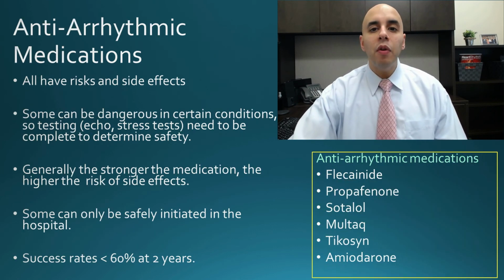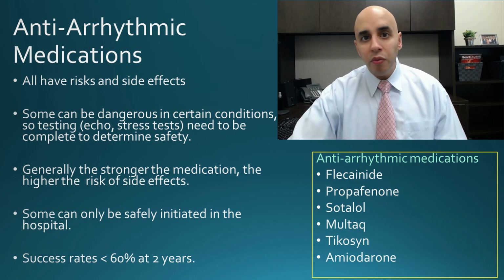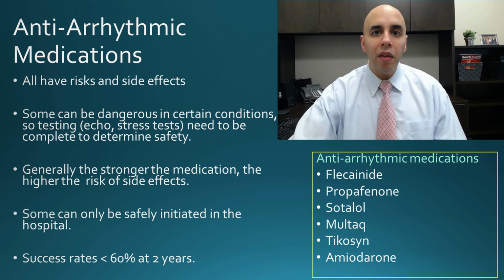Sometimes we use what's called antiarrhythmic medications. These are medicines that can help hold you in rhythm. They all have risks and side effects. Typically, the stronger medicines have higher risks and higher side effects. And some of them are not options for all people. So we have to do testing to make sure that these are safe in your particular heart, to make sure that they are safe for you. And some of them have to be initiated in the hospital. These are not medicines to be taken lightly, but they can help hold you in rhythm. Success rate's not great, though. Success rates are typically less than 60 percent, even with our strongest medicines, at 2 years of holding in rhythm.